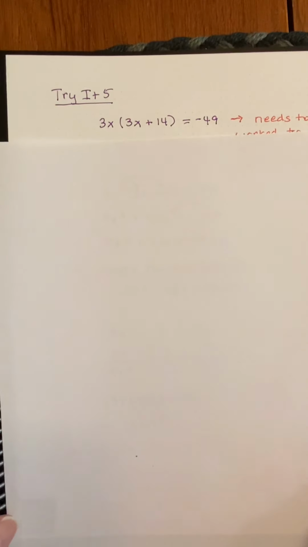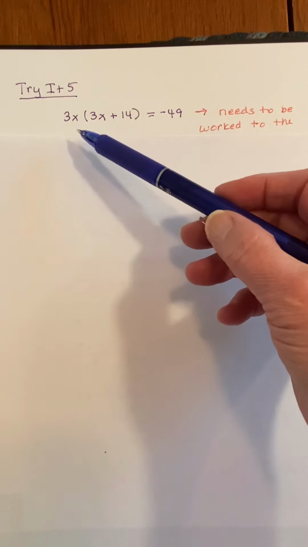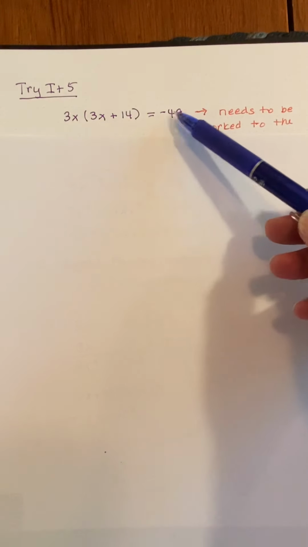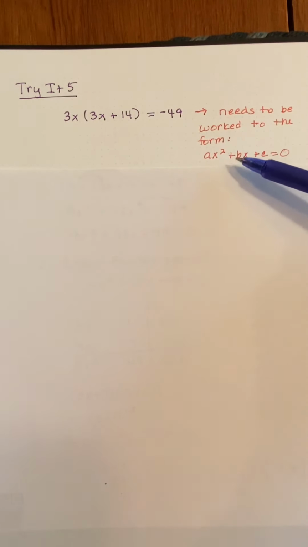There's just too many things to remember here. So we are given the situation of solving 3x times 3x plus 14 equals -49. This particular expression needs to be worked to the form that we were given at the beginning of the lesson, ax squared plus bx plus c equals 0.